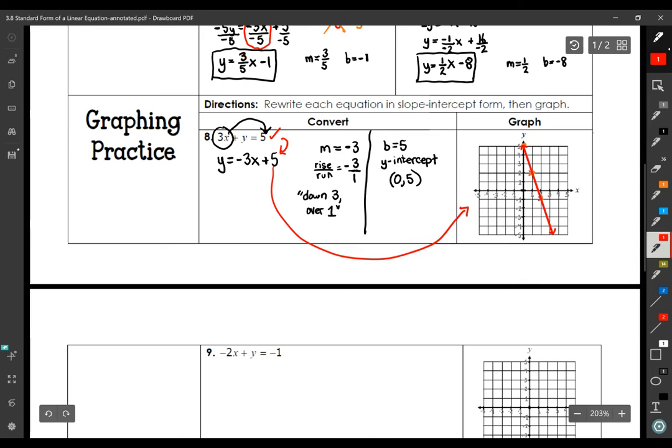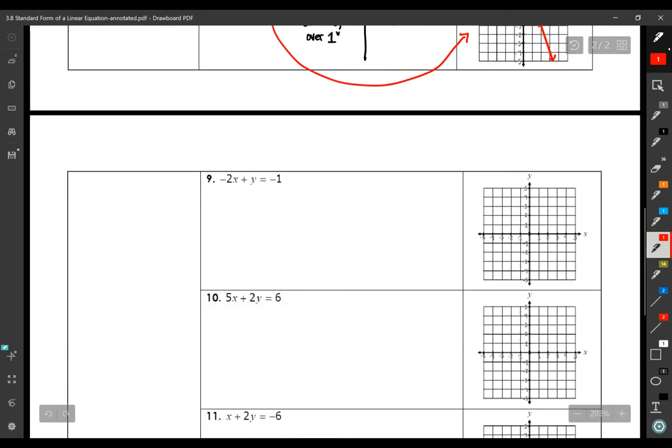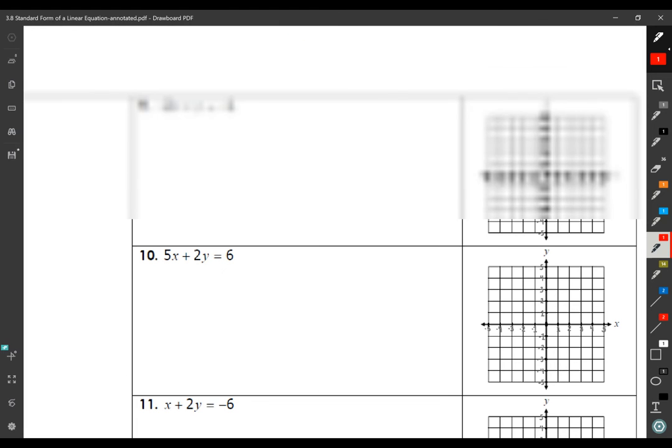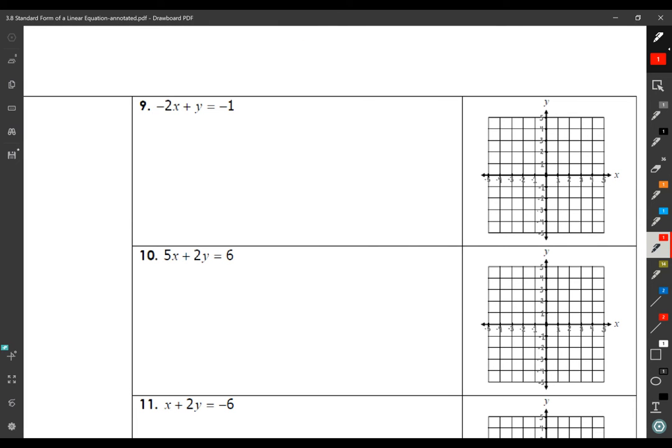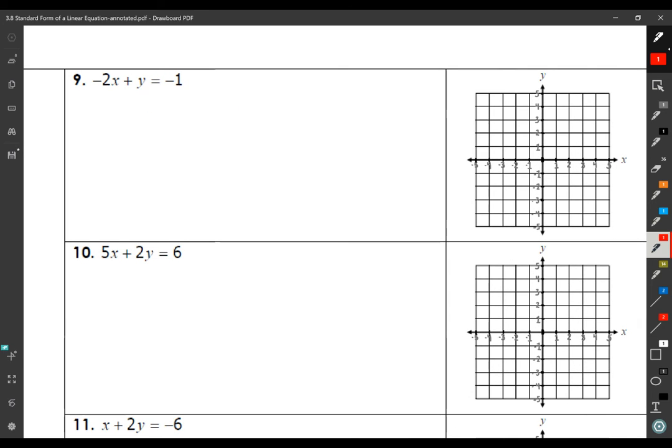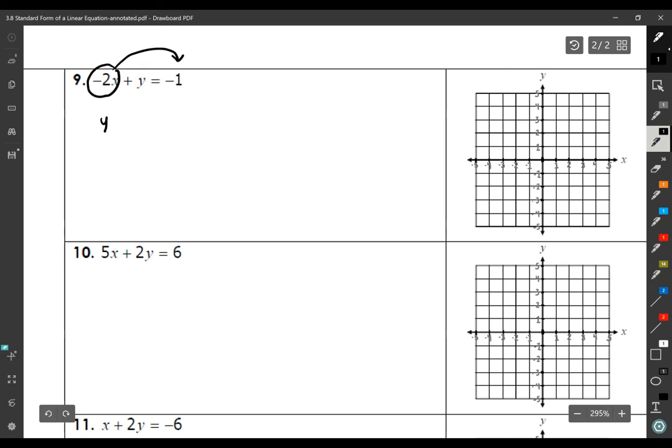Okay, let's try a couple more, why don't we? So again, convert this into slope-intercept form and then graph it. So what we have to do first is isolate for y. We're going to bring this term over. So y is equal to positive 2x minus 1. Okay, that was an easy rearranging, okay? So that gives us an m equal to 2, which is really 2 over 1, and a y-intercept of negative 1, which means our first point goes at (0, negative 1).